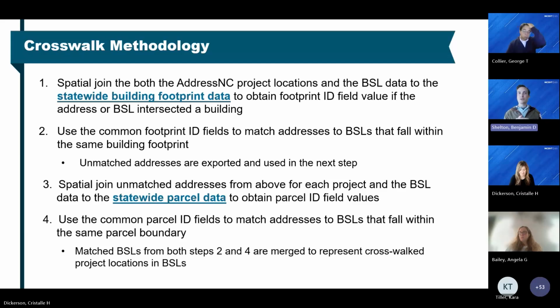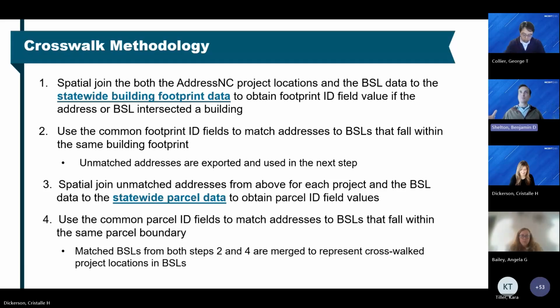We did the same kind of spatial join. You join all those unmatched addresses to parcels, you join the BSLs to the same parcels, and then you do a tabular match to say this address is on the same parcel as this BSL. We did a lot of different steps and intricate validating of all of these results, especially on parcels that were quite large. So we understand that an address and a BSL being on a very large parcel may not mean it's the same location.